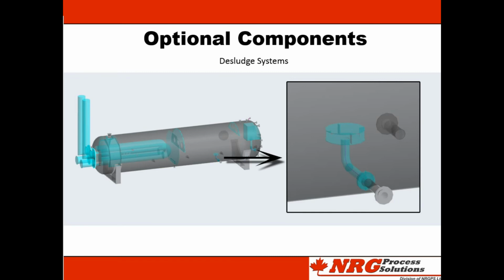Desludge systems are used in some applications. A sludge or rag layer can form in between the oil and water interface. This can disrupt the operations of the treater. The desludge system, sometimes called rag layer pull-off, can remove this from the treater.